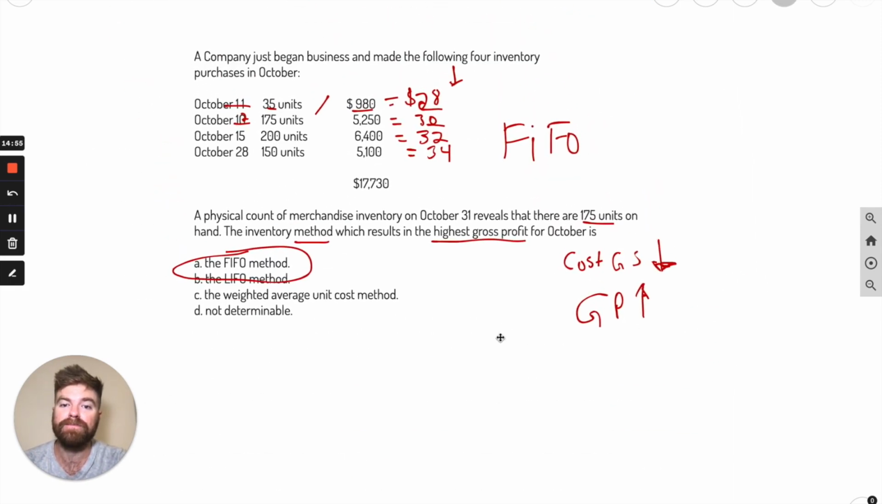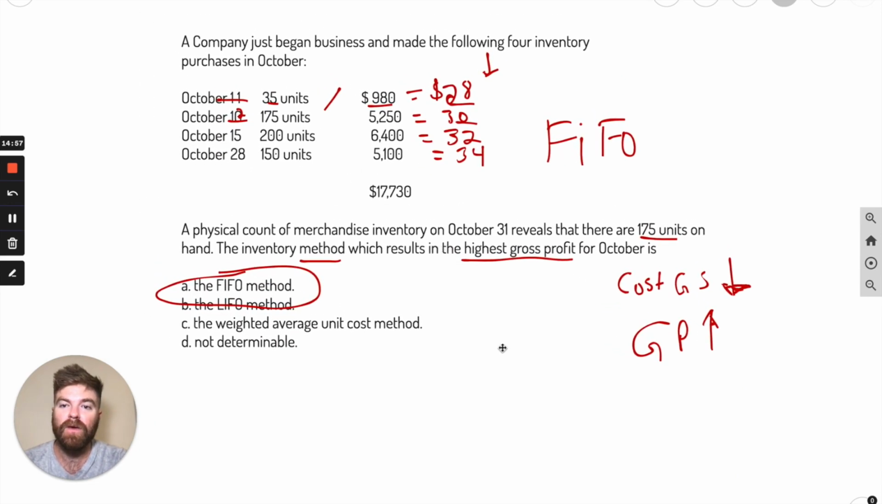So we scroll up here. What is the value of our ending inventory? Well, we know that 175 units are left. It says that at the end of October, 175. So that's the easiest way to do this here. What we're going to do is just locate the 175. And we're using FIFO. That means they've already used up everything up until this point except 175. That means that they still have 150 units here, right? So now we're going to use up all 150, which is $5,100. They've already told us. However, it's 175, not 150.